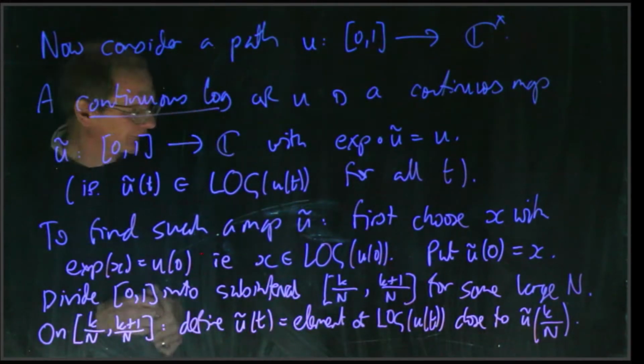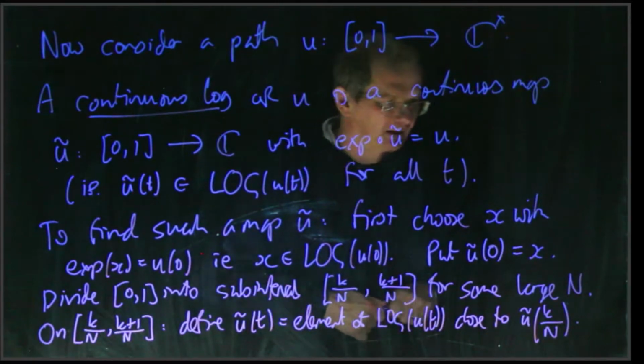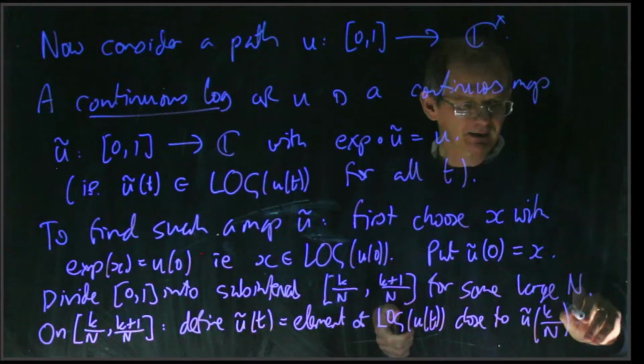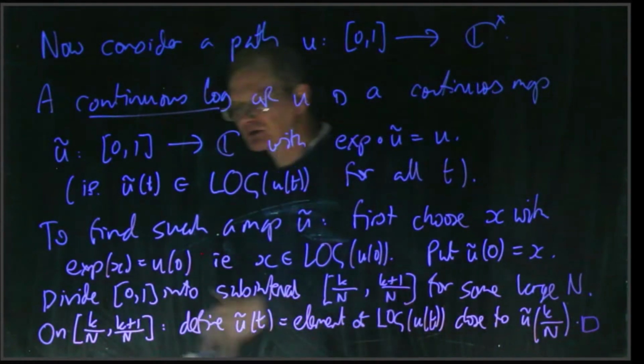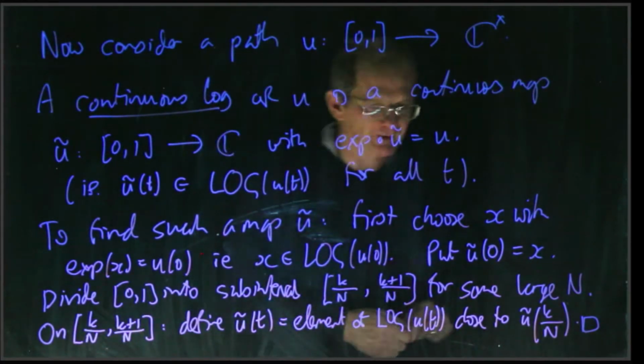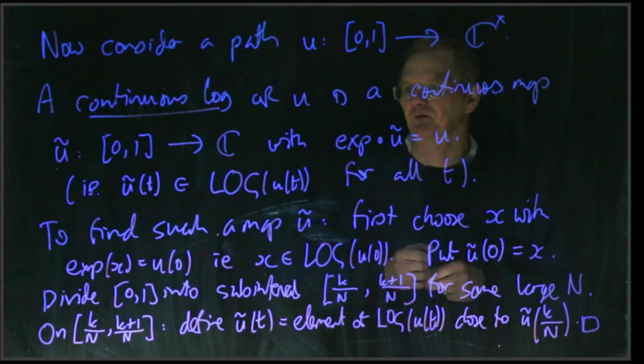Okay. So we'll see this argument in greater detail later in the course, but for the moment that's all I'm going to say about it. You just choose your logarithms step by step after dividing your interval into short subintervals, and then that does the job for you.